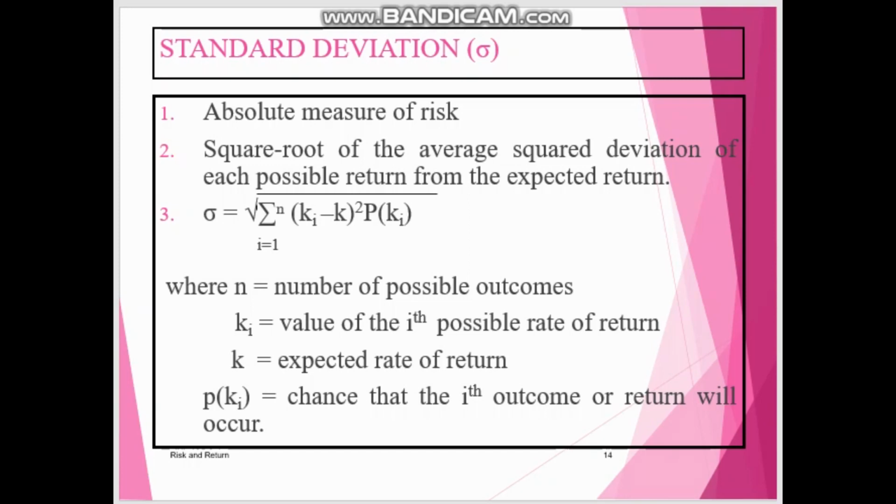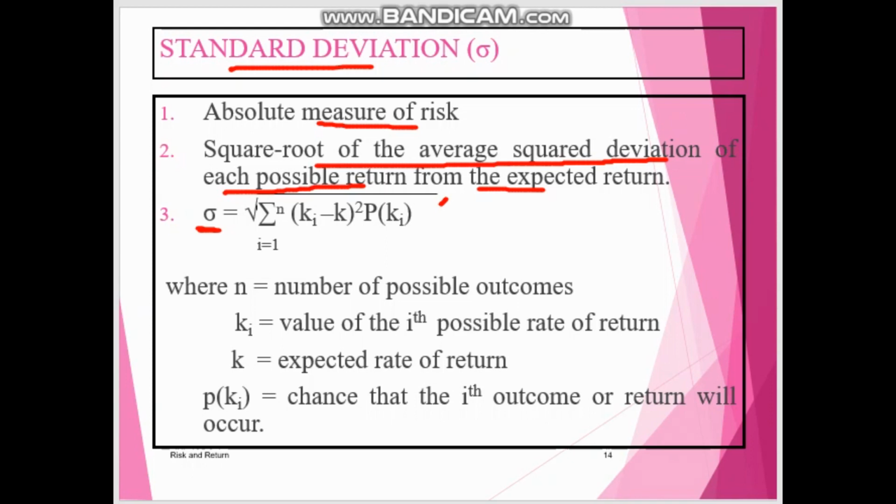Okay, now we move on to the specific calculation for the variance and standard deviation. Here is the standard deviation, but before we get the standard deviation, we should get the variance first. Standard deviation is an absolute measure of risk. It is the square root of the deviation of each possible return from the expected return. So this is a variance, this is a standard deviation. Standard deviation is the square root of the variance.